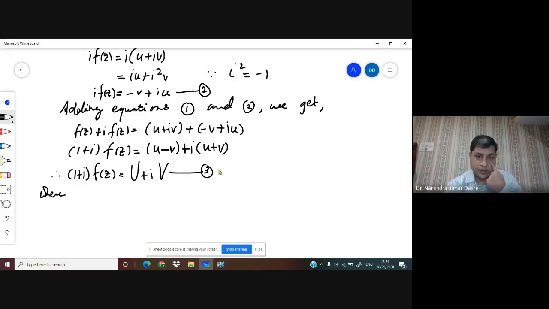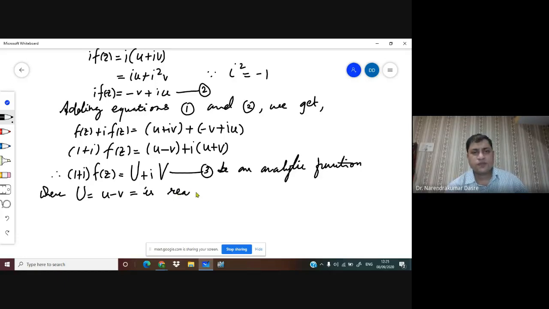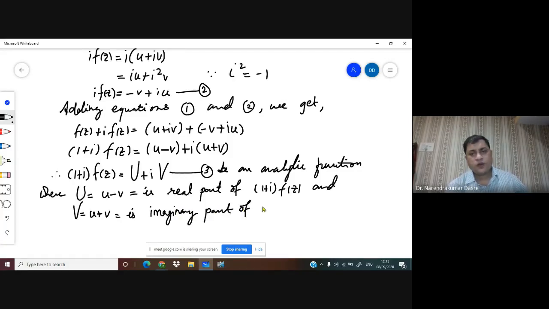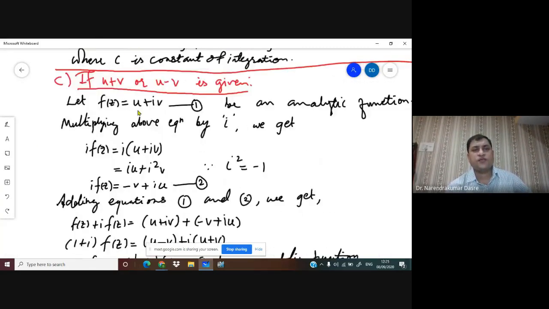So this will be capital U and capital V, analytic, where capital U is equal to u minus v, the real part of (1 plus i) times f(z), and capital V is equal to u plus v, the imaginary part of (1 plus i) times f(z). Okay, so here we have this f(z) is an analytic function.